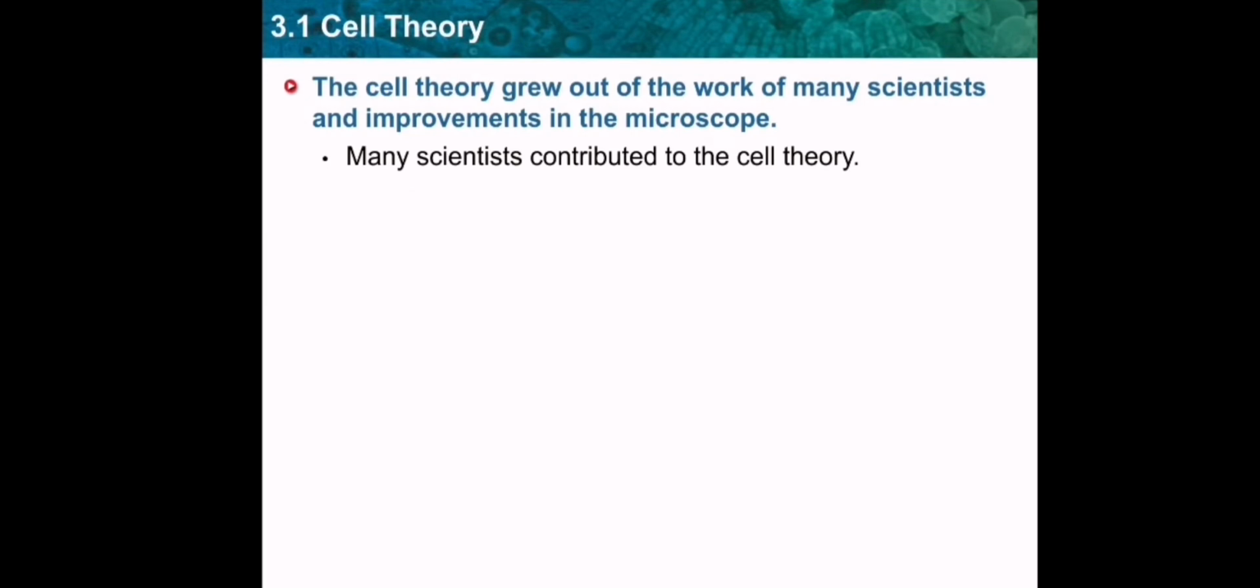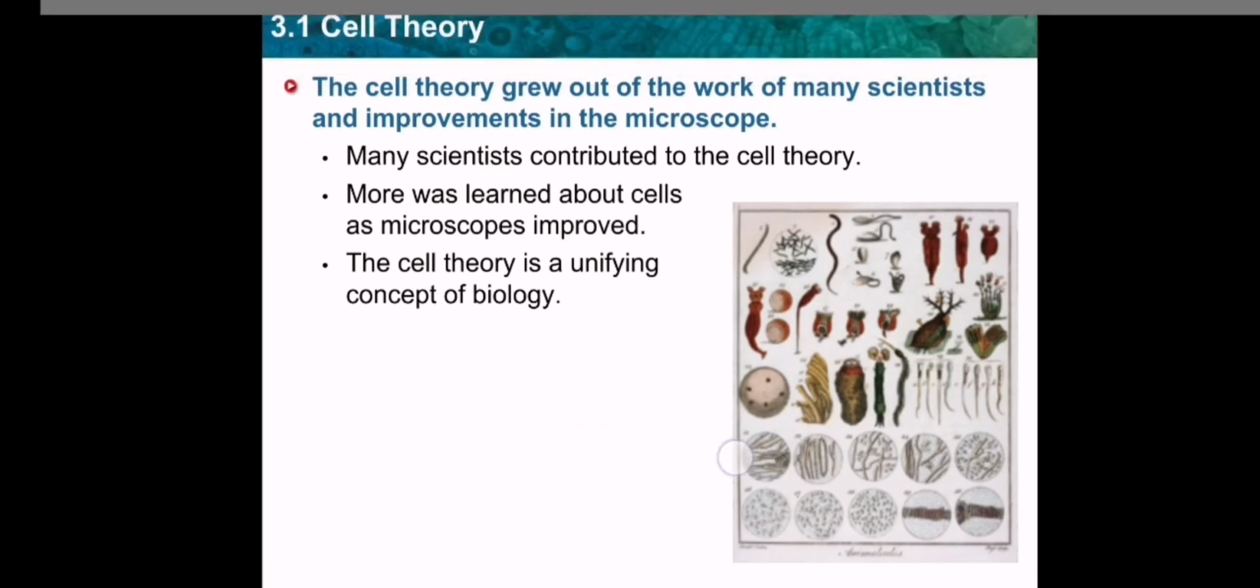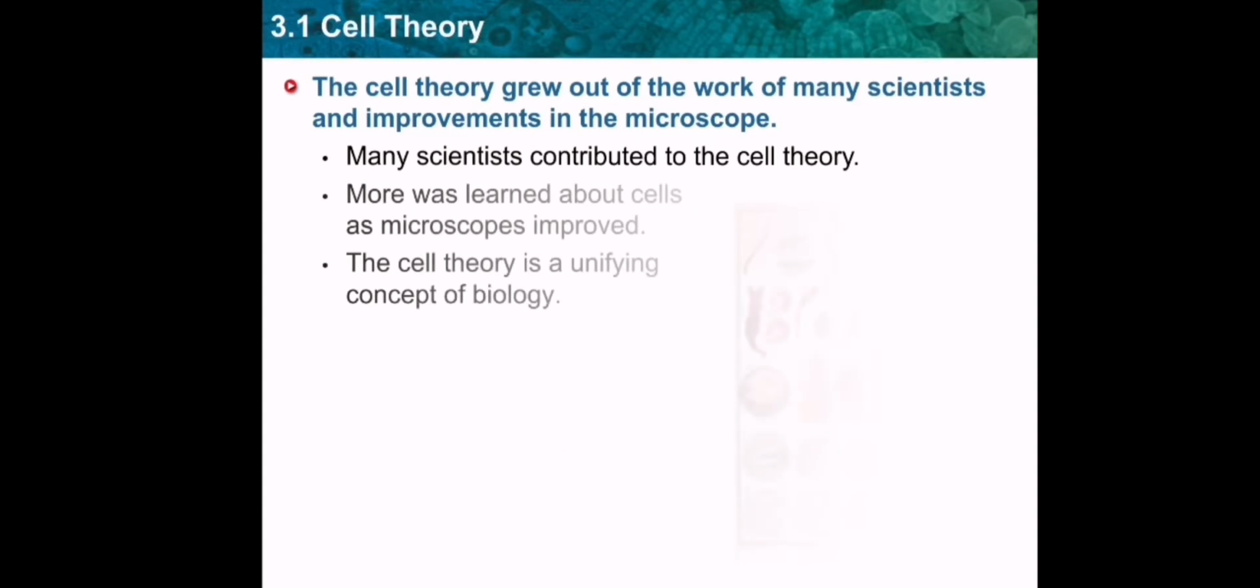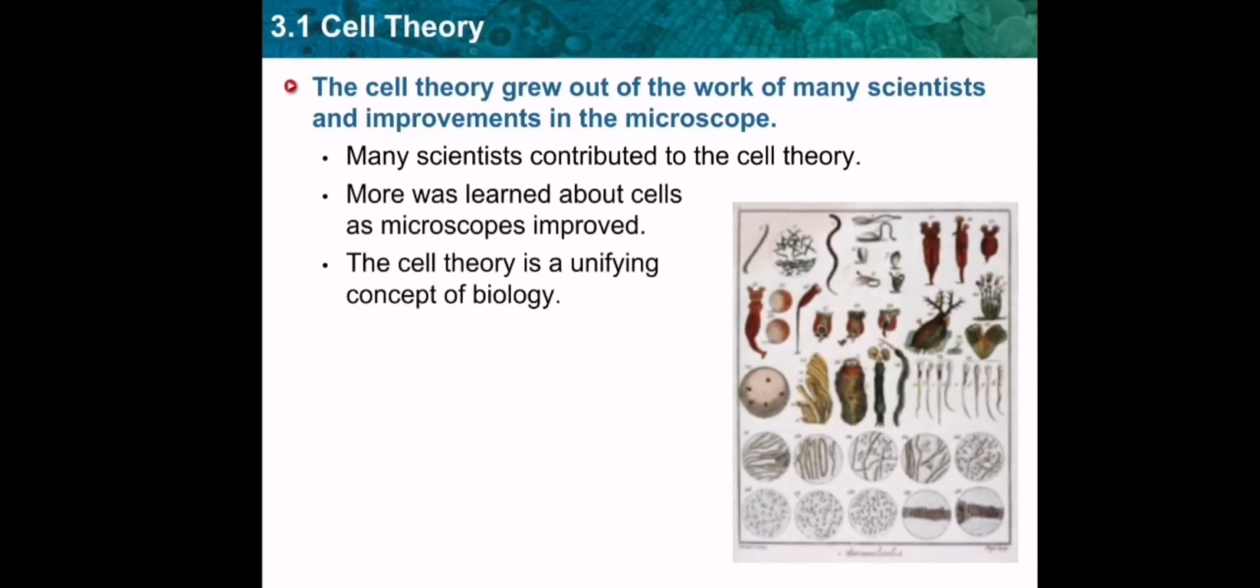Scientists who contributed to the cell theory include Robert Hooke, van Leeuwenhoek, Schleiden, Schwann, and Virchow. More was learned about cells as the microscope improved. The cell theory is a unifying concept of biology.